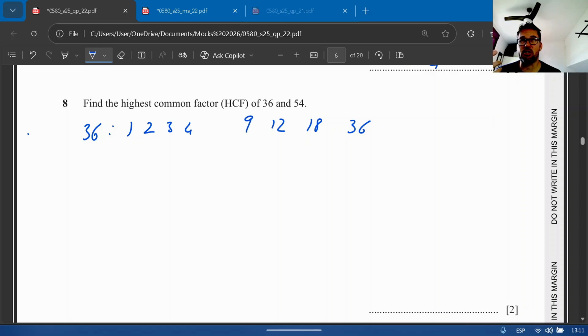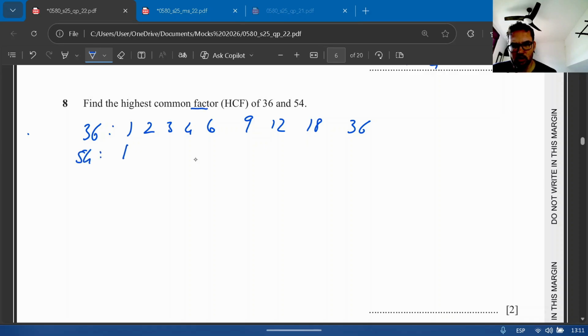4 and 9, 4 times 9 is 36. Does 5 go in the 36 table? No. 6? Yes. 6 and 6. Well, I only want to put 6 once, but 6 times 6 is 36. And then 7 is not in the 36. 8 isn't. 9 is, but we already have it. Those are all the factors of 36.